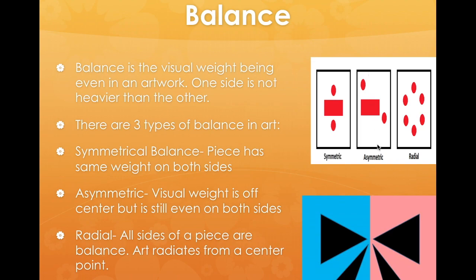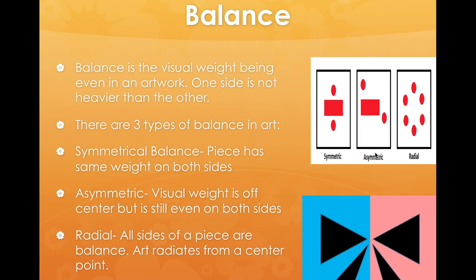So we still have 2 circles, but one is up here, one is down here. It's not necessarily completely the same like this one would be. If we split this right down the middle, it would be exactly the same. But the weight is still on both sides with asymmetric balance.